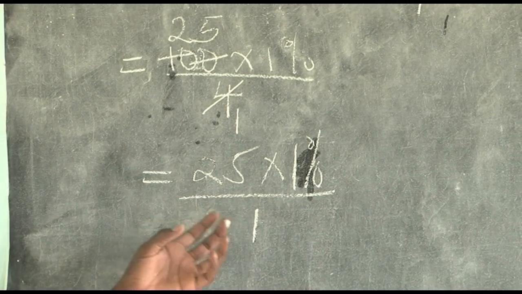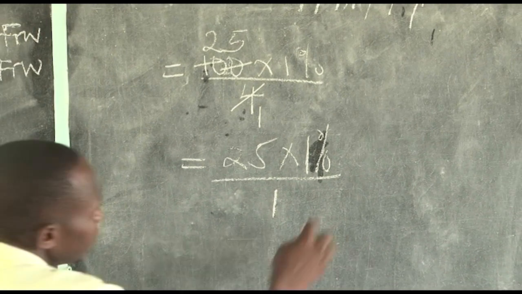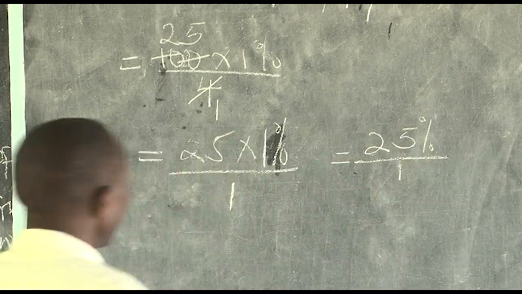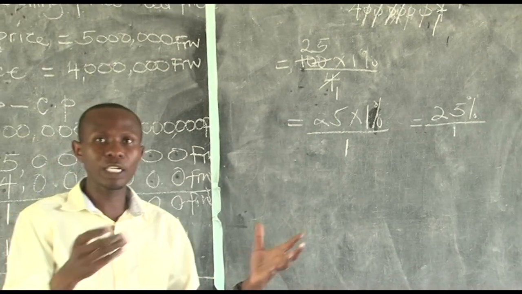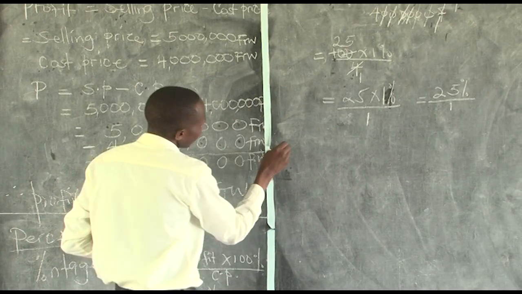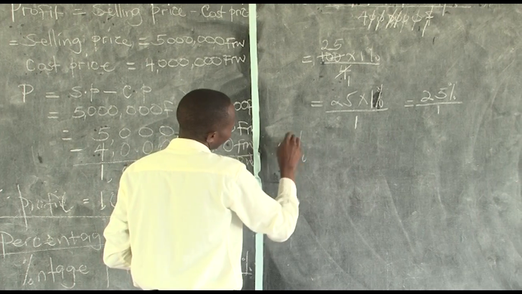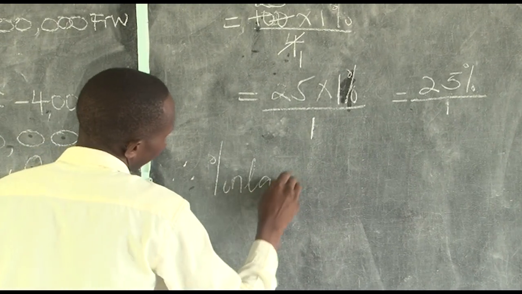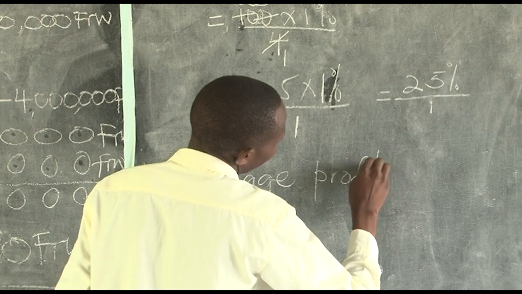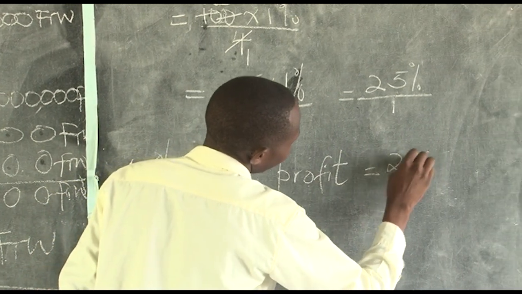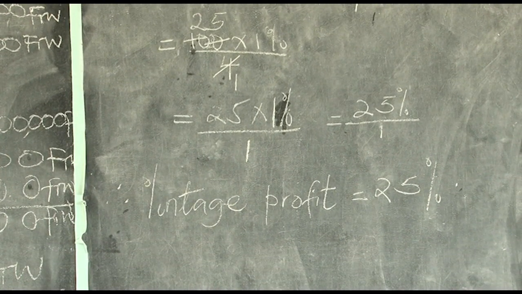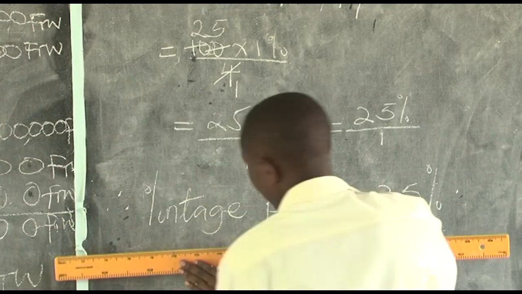So what is 25 times 1%? It will give us 25%. 25% out of 1. So finally, when you get 25% divided by one person, still we shall remain with 25%. Then I will come and say, therefore, percentage profit, I'll write this in short, percentage profit is equal to 25%. After finding percentage profit, get your ruler and underline our answer.